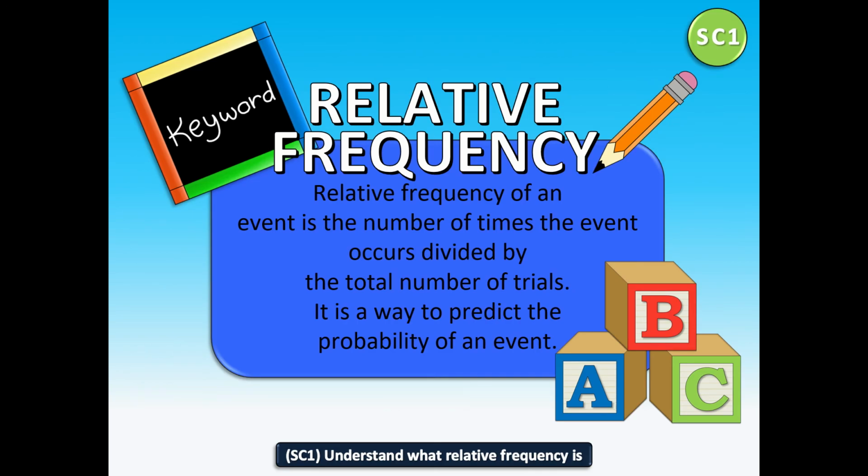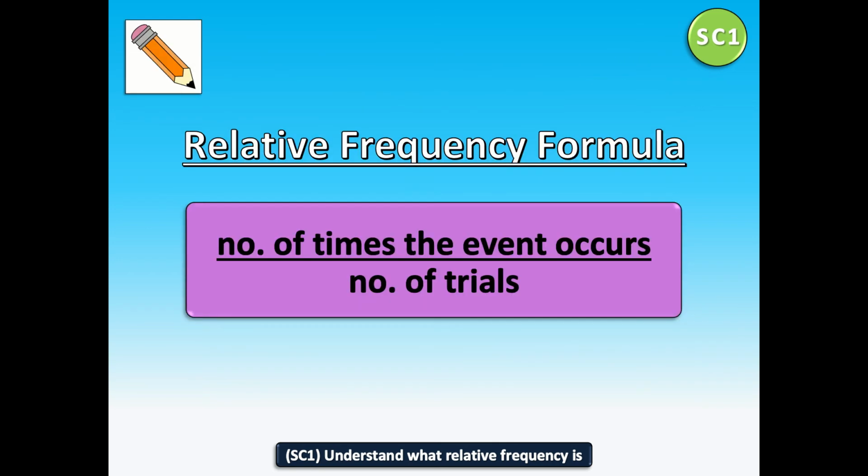So relative frequency of an event is the number of times the event occurs divided by the total number of trials. It's a way to predict the probability of an event. So to work out relative frequency, we need to use the relative frequency formula, which is very simply the number of times the event occurs divided by the total number of trials. Now this can be either given as a fraction or a decimal.